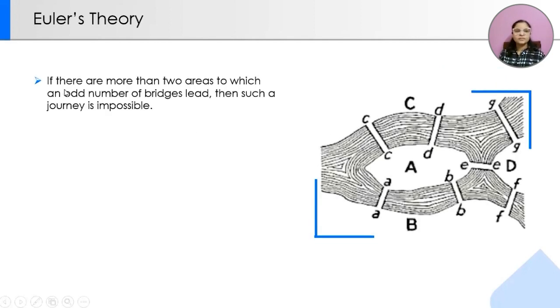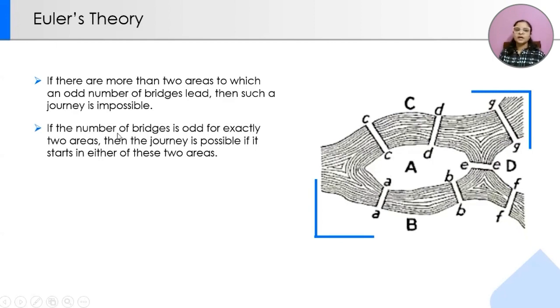The first one was, if there are more than 2 areas to which an odd number of bridges lead, then such a journey is impossible. So his first point in the given theory was that if there are more than 2 areas to which an odd number of bridges lead, that is, if the number of bridges are 1 or 3 or 5 or 7 and it is connected by more than 2 land masses, then such a journey is simply impossible. You cannot walk on such a path.